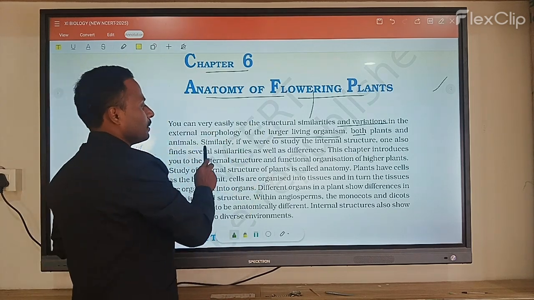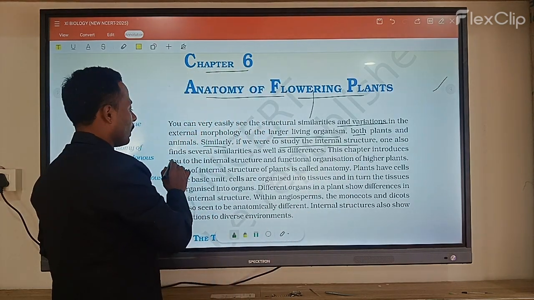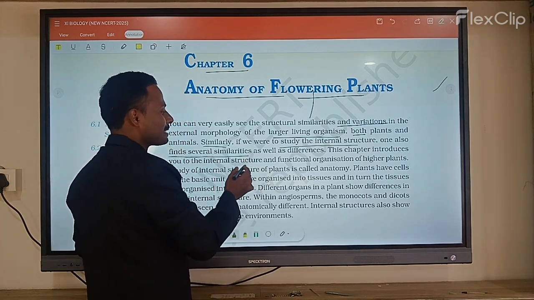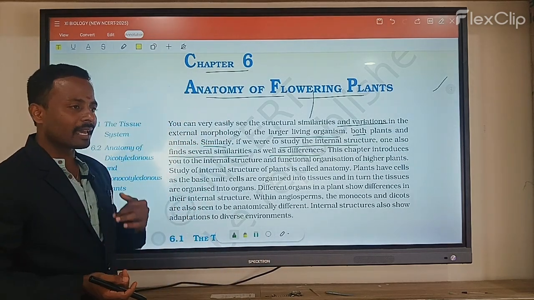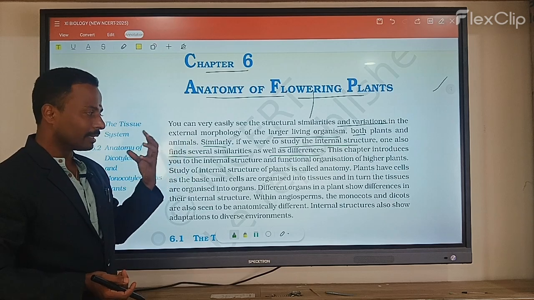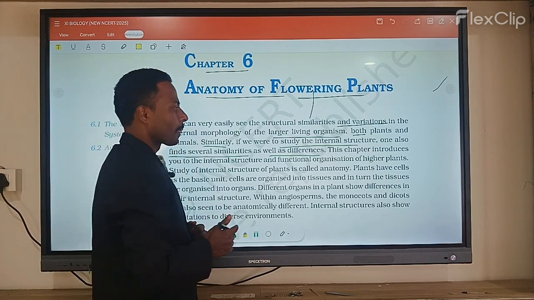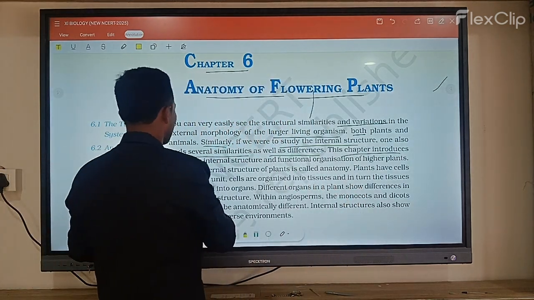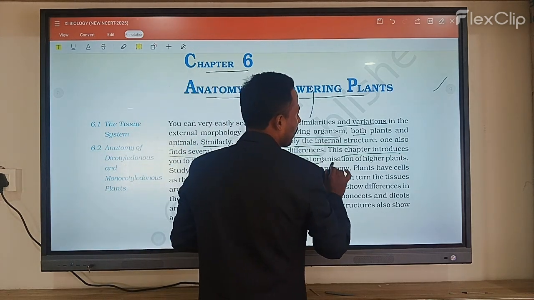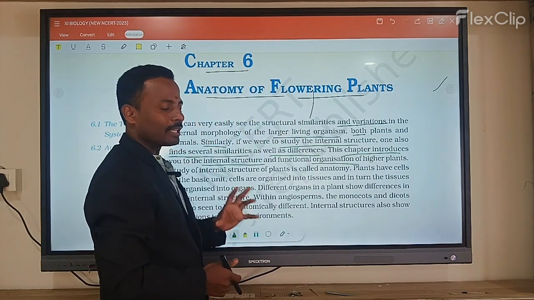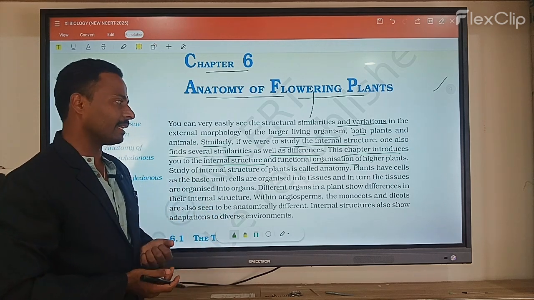Similarly, if we study the internal structure, one also finds several similarities as well as differences. Based on different internal characters, they can easily be separated into different groups. This chapter introduces you to the internal structure and functional organization of higher plants. In this chapter, the internal structure as well as the functions are explained completely.